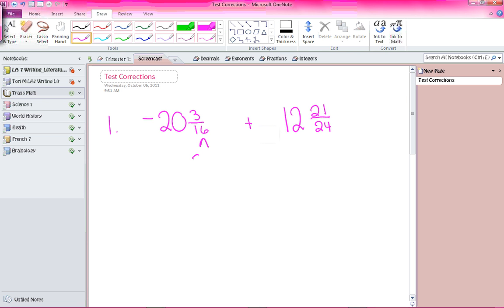For 16, I'm going to have 8 times 2, and then I will have 4 times 2, and then I will finally end up with 2 times 2. For 24, I'm going to have 12 times 2, and then 6 times 2. And for 6, I'm going to have 3 times 2.